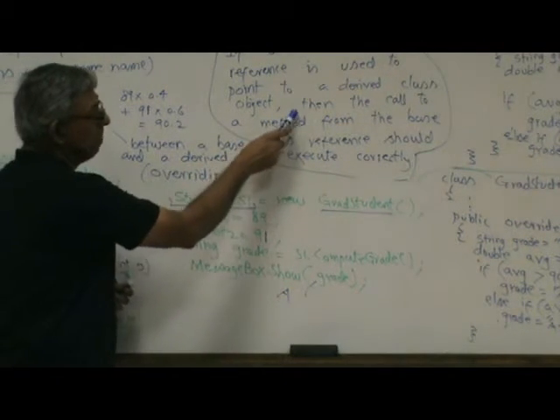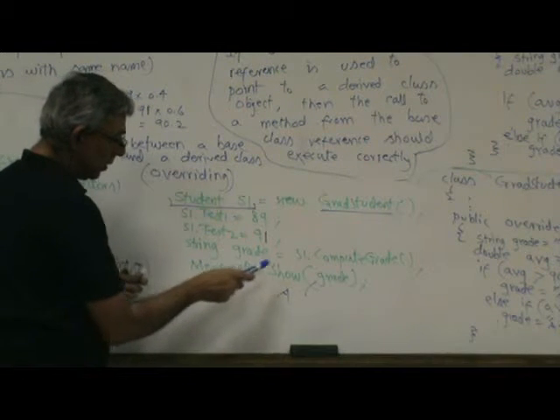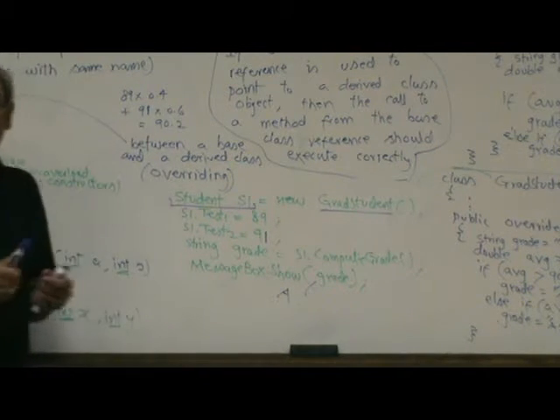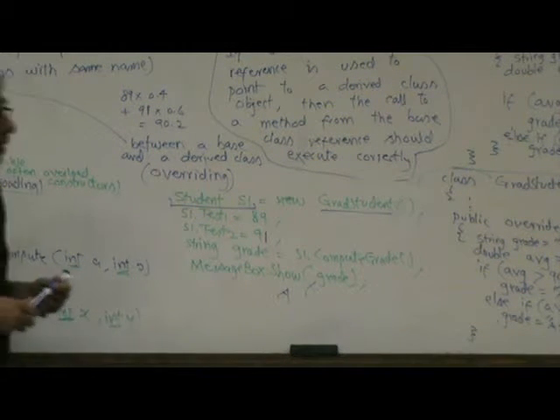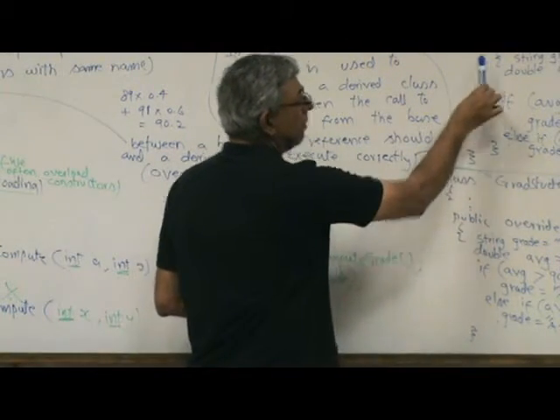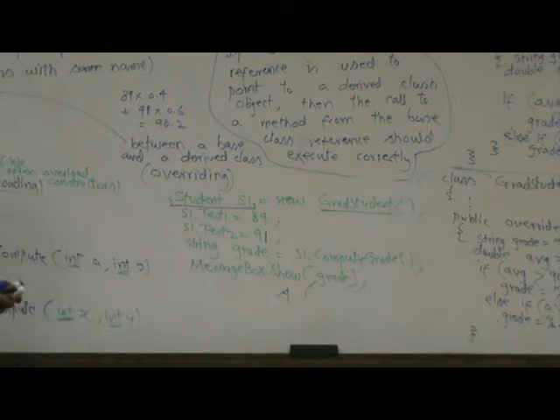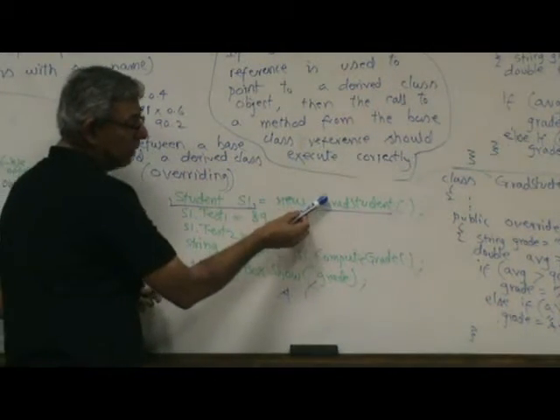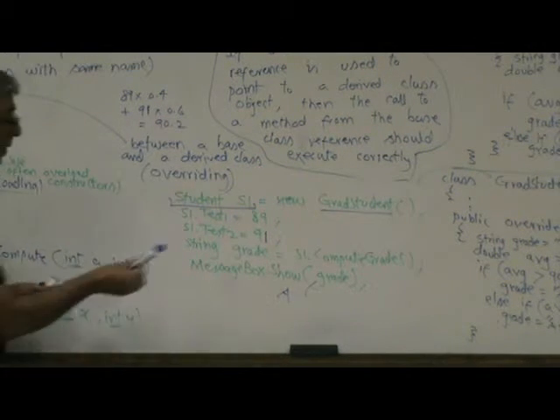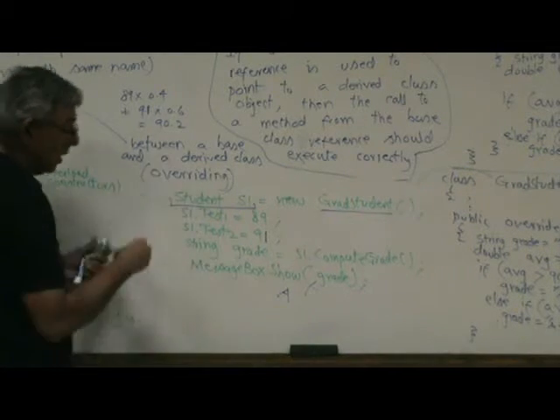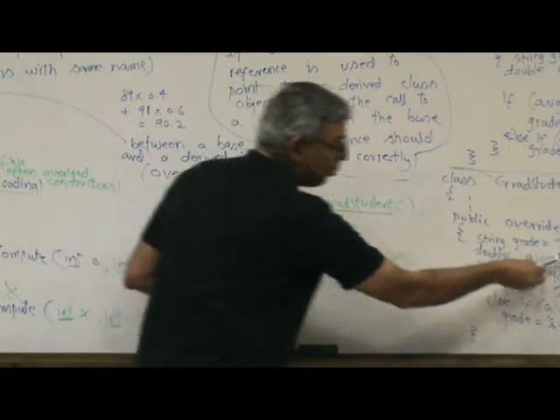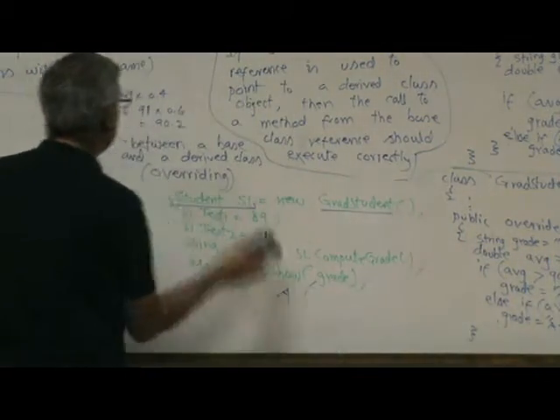Then through S1, we made the call, so take a look, S1 dot compute grade. So through S1, we made the call to the compute grade, right? So which one should it call? Should it call the compute grade for the grad student or compute grade for the student? Grad student. It should call the compute grade for grad student because that's the memory we allocated, right? Okay, so if this was the correct call, then it should be 0.5 times test 1 plus 0.5 times test 2.